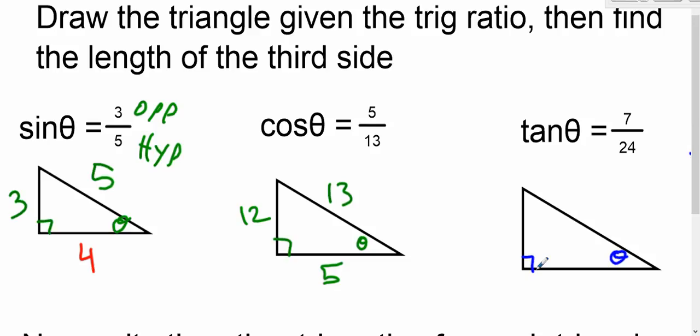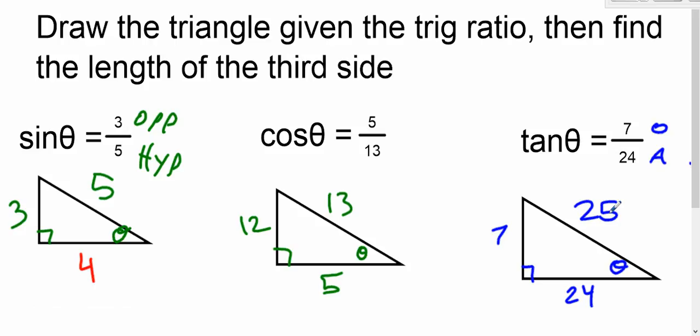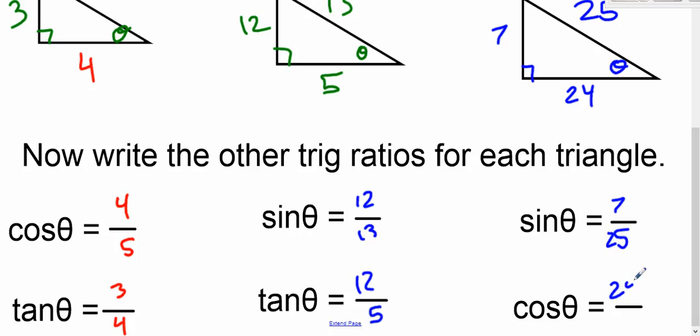So for tangent, we have 7 over 24. That's opposite and adjacent. That's another Pythagorean triple, 7, 24, 25. So that means sine, opposite over hypotenuse. Opposite is 7, hypotenuse is 25. And then cosine will be adjacent over hypotenuse, so it's 24 over 25.